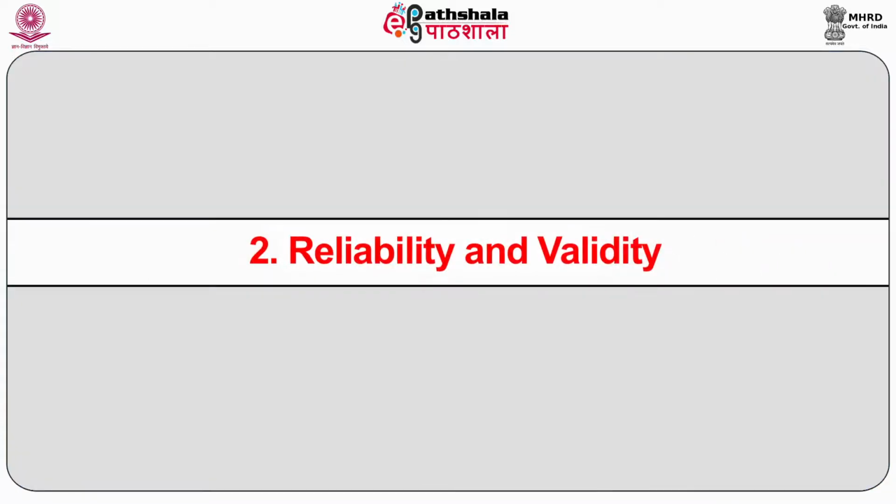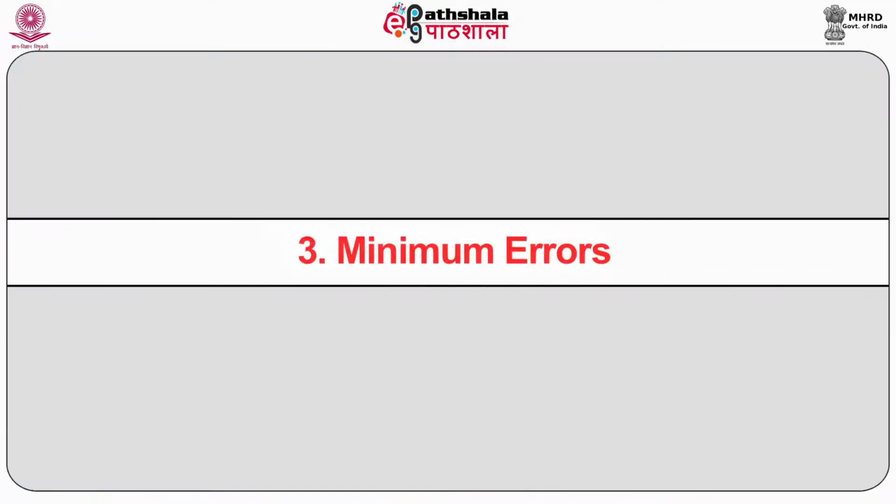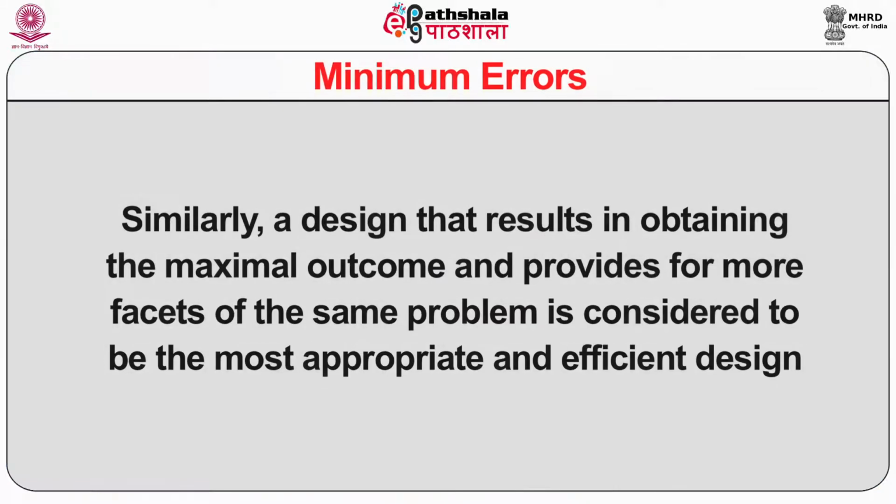Secondly, reliability and validity. A good research design must also be good on validity and reliability. It should be such that it can be replicated and should give the results that it intends to. Third, minimum errors. Any design that leads to the minimum error can be called the best design. Similarly, a design that results in obtaining the maximal outcome and provides for more facets of the same problem is considered to be the most appropriate and efficient design.